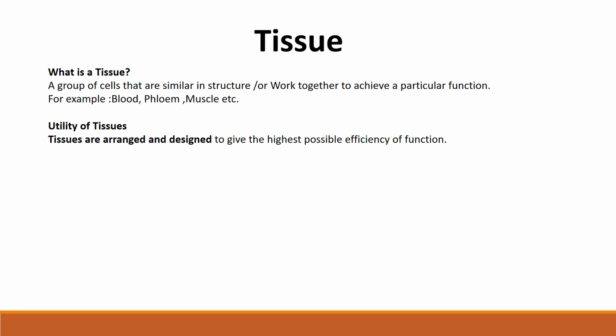Like, for example, when we talk about blood, it is made of different types of cells: red blood cells, white blood cells, platelets, plasma. So there are different types of cells in the blood, but they perform a particular function, that is transportation and protection of the body. So they are performing in a highly efficient manner. Okay.